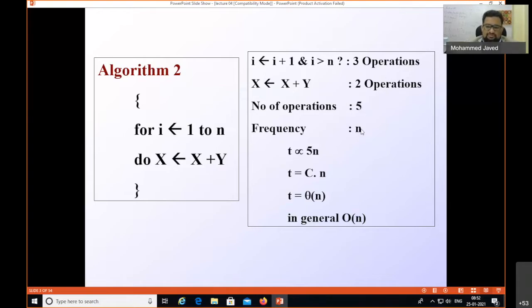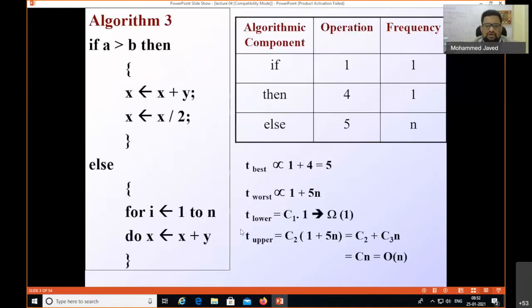Now simply you multiply the number of operations and the frequency of the operation, that is t is proportional to 5n, and t is equal to cn, and t equal to theta of n. So in general, this is an O of n algorithm. So this is very clear to you. I'm just revising all these things.